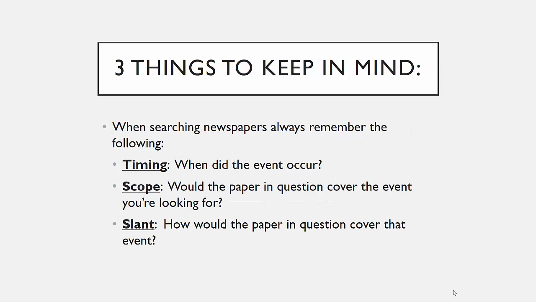With that in mind, there are 3 things you need to keep in mind when you search for an event in newspaper databases. The first is timing, or when an event occurred. Second, there is scope, or the question of whether the paper in question would have covered the event at all. And finally, there is slant, or how the paper in question would cover the event if they chose to.